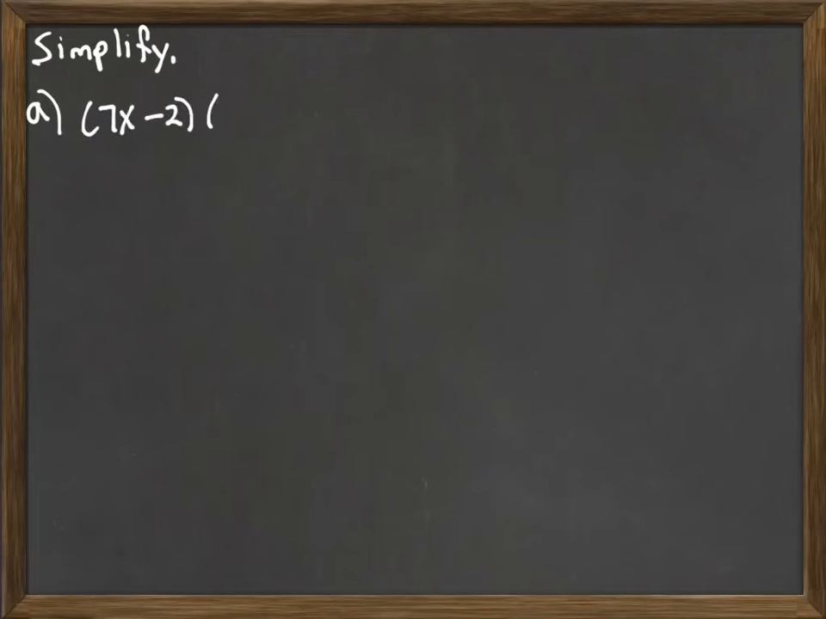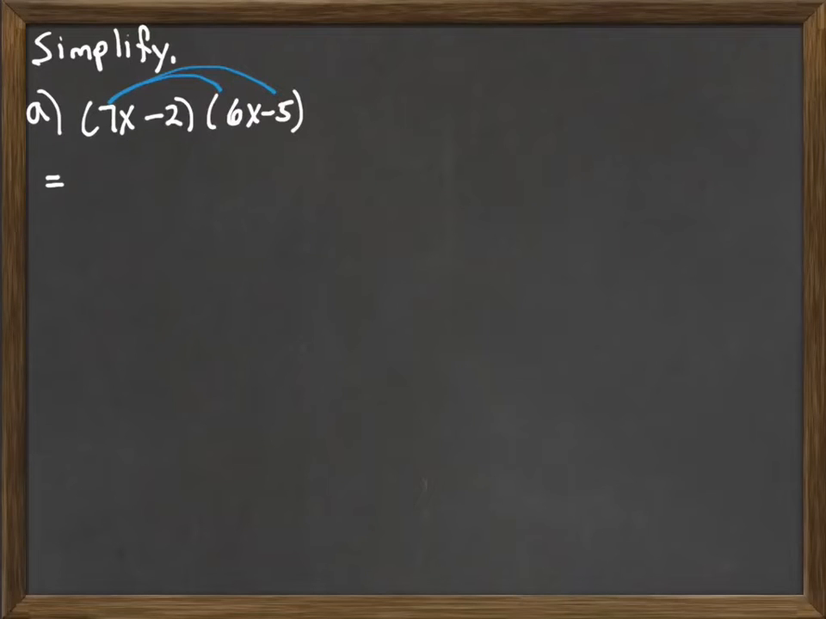So let's consider now an example. Here again we're going to go about this the short way. And the short way recognizes that I need to take each thing in the first one times each thing in the second one. So first off I have to take the 7x times both of those.